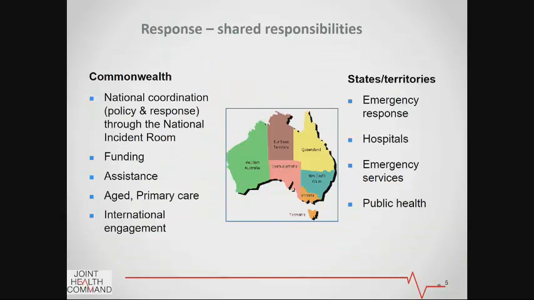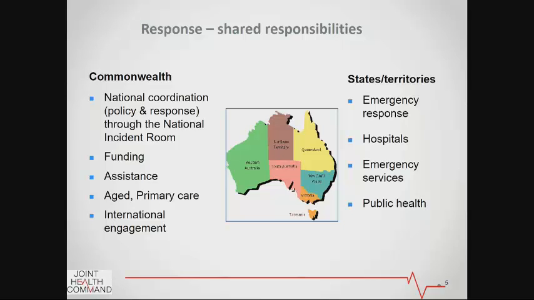So why do we have it this way? Why don't we just have one system? Well, that's because we're a federated nation. And as a federated nation, the Constitution describes what the Australian government is responsible for and what states and territories are responsible for. Health is the constitutional responsibility of the states. For the Commonwealth, our job is a coordination role. We're there to assist where we can, but our job isn't providing health. That's a state's constitutional role.